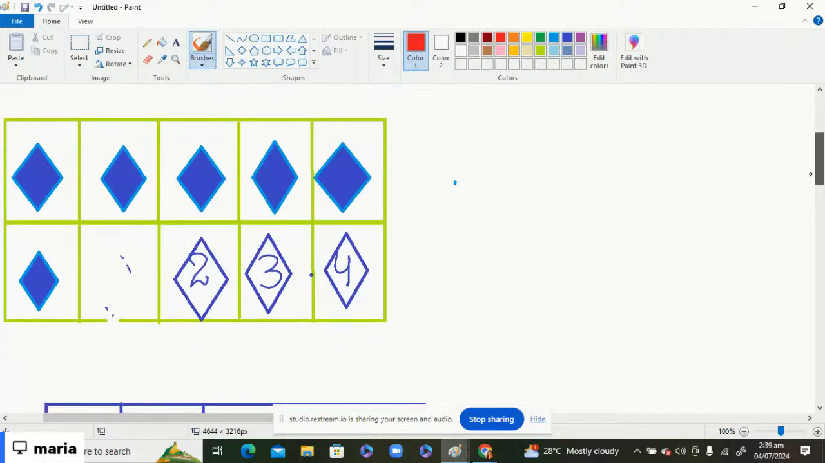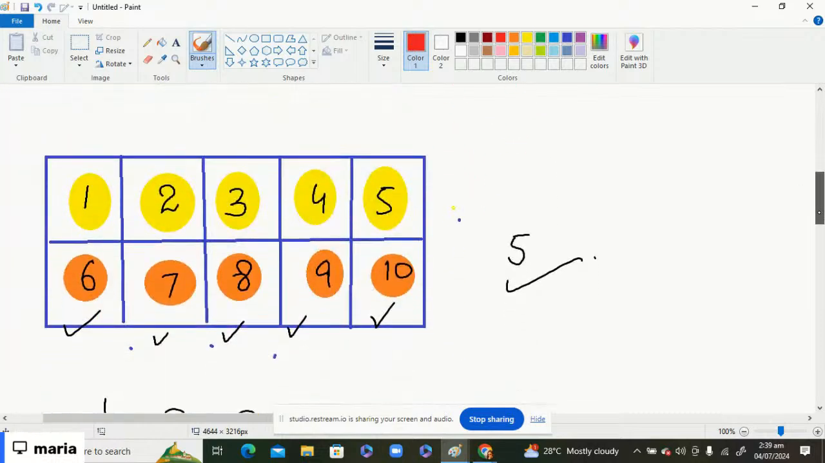Now let's just count this one. How many total shapes are there? Let's just only count the shapes. Okay, you guys only count the shapes. It's 1, 2, 3, 4, 5, and 6. So total are 6.